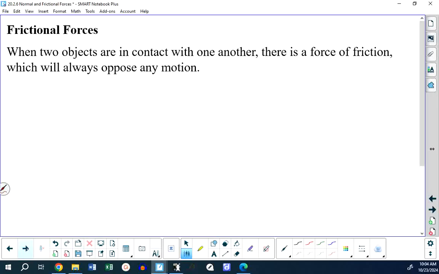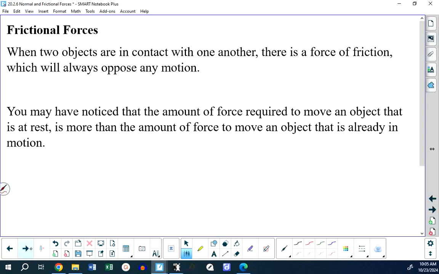The force of friction always opposes any applied force or motion. I don't want to imply that force and motion are the same. I'm just saying if an object is moving one way, the force of friction is the opposite way. If you're pushing an object one way, the force of friction is the opposite direction.